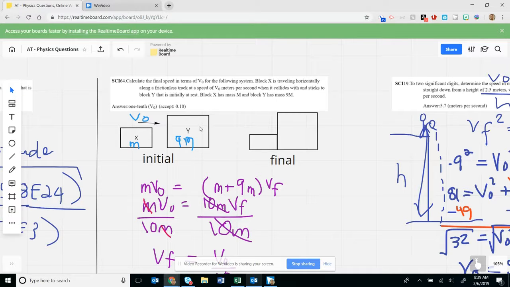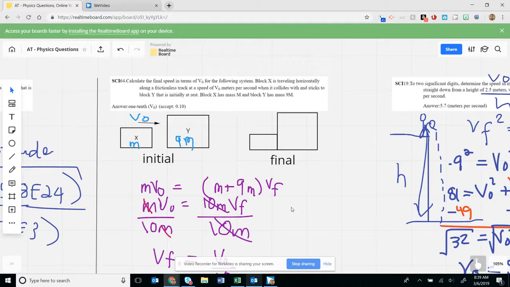So it has no momentum. Mass times velocity would be 0. So the only thing I'm including is the mass of the little block, x, times its initial velocity. They collide and they stick together. So if they collide and stick together, we have to sum their masses together because now they're all one system. And then that would be times the final velocity.